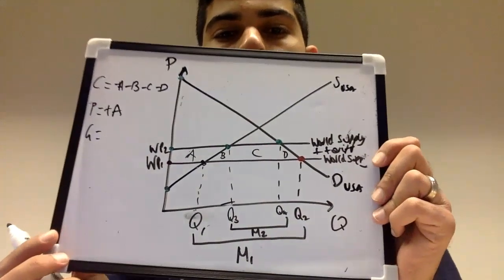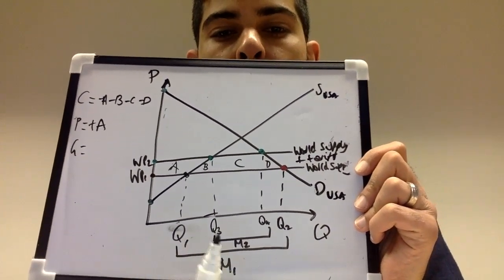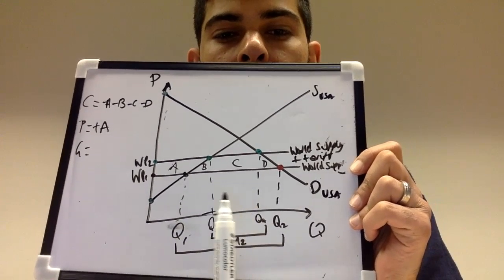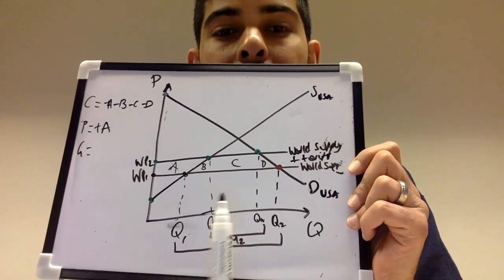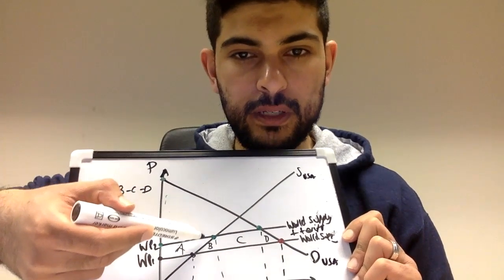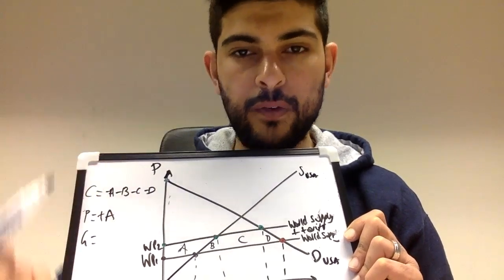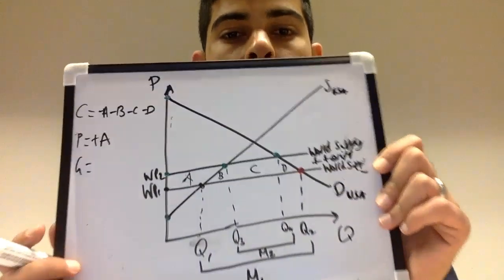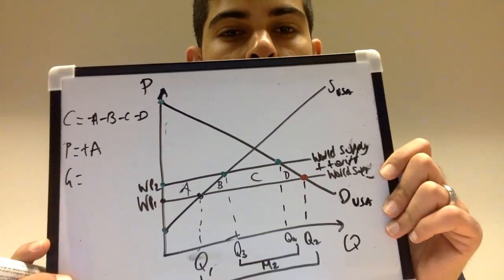Can you see that the width of the area, which we know is Q3, Q4, right? There we go, right there, yeah? That is the level of imports. And the height between this point and this point is the tax rate. Therefore, what area does the government collect? They collect C. Can you see that? So therefore, we've got government plus C.